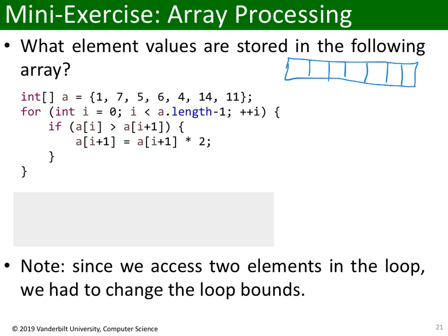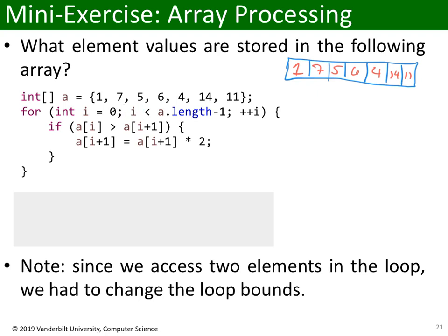So initially, we have 1, 7, 5, 6, 4, 14, and 11. Then we have a for loop that is going to process from 0 through a.length minus 1. So notice we're adjusting this because inside of our loop we're going to access I plus 1. So we're going to access 1 further than the current array count.